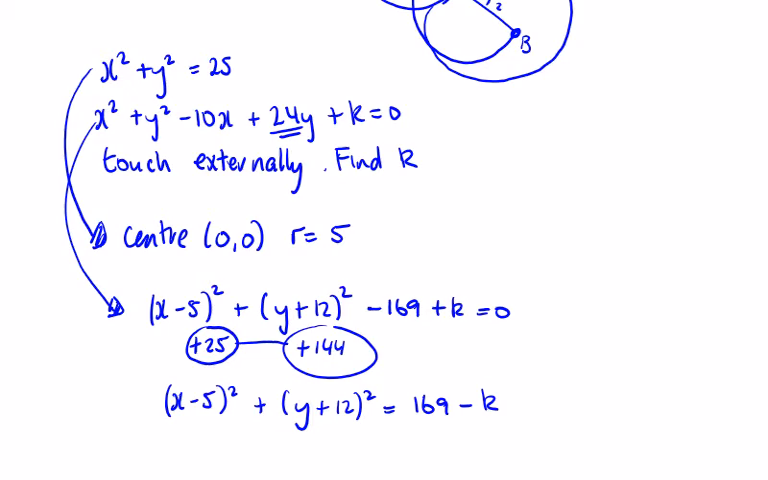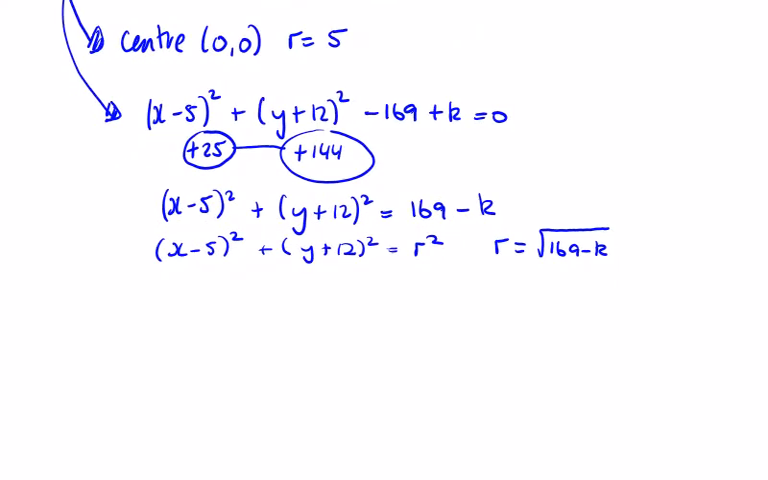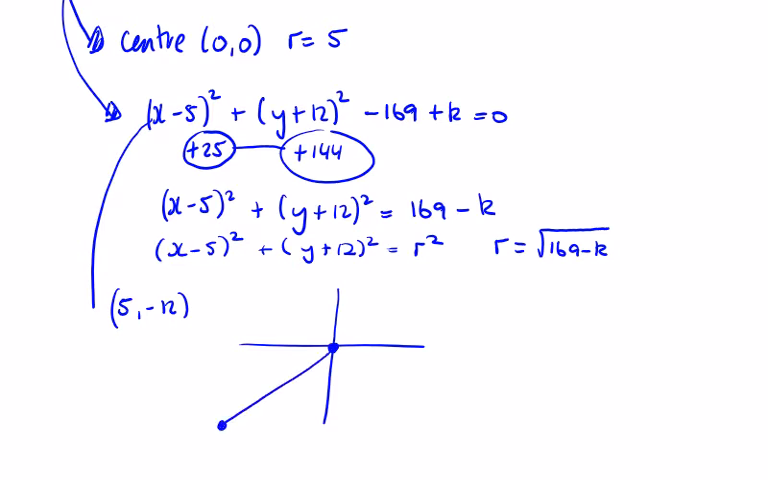We know the right hand side is r squared, so we can say that x minus 5 squared plus y plus 12 squared is equal to r squared. That means that r is equal to the square root of 169 minus k. Now the distance between their centers, if we just do a little sketch here, the center of this circle is going to be 5, minus 12. So just a quick sketch. I've got 0, 0 for one, and 5, minus 12 for the other.